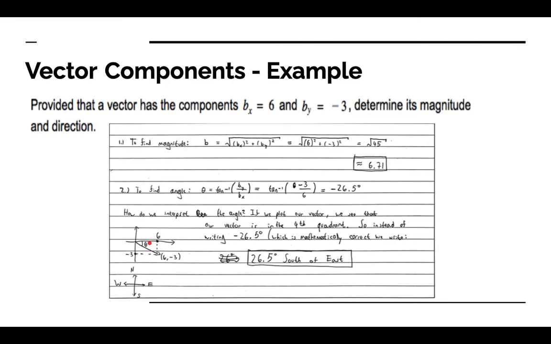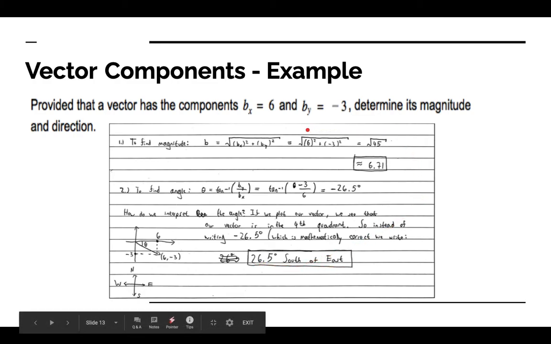If you don't recall from trigonometry, a positive angle corresponds to rotating around the unit circle in the counterclockwise direction, while a negative angle corresponds to rotating in the clockwise direction, starting from the x-axis. So as a result, we're going to be 26.5 degrees south of the x-axis, and then we're going to be pointing east. So our direction is 26.5 degrees south of east.